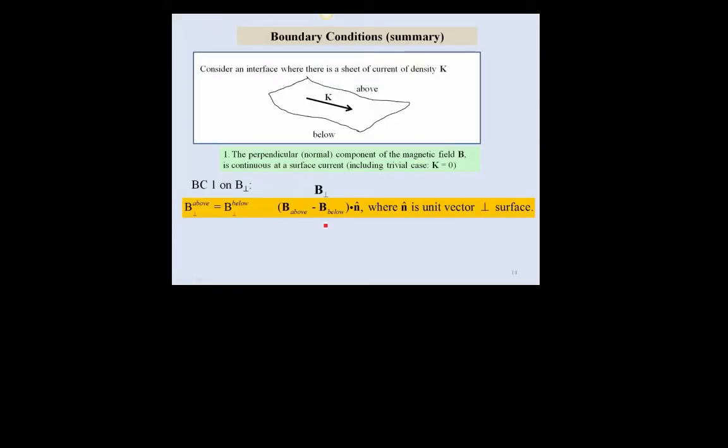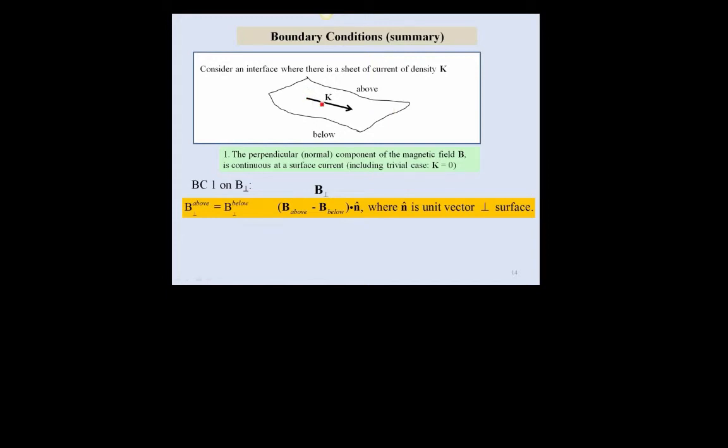This is a summary of the boundary conditions. Most textbooks derive these, and I encourage you to look at those derivations, but at a minimum we want to know what these boundary conditions are. So these are boundary conditions on the magnetic field. Here we have an interface that has a current sheet where we'll just let K be represented by this vector here, but it could be different all over this sheet.